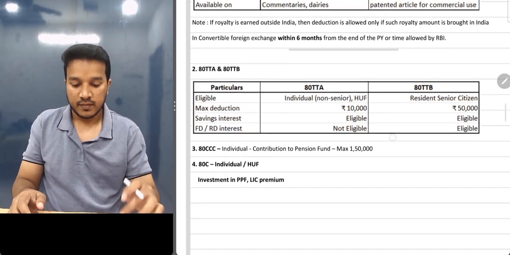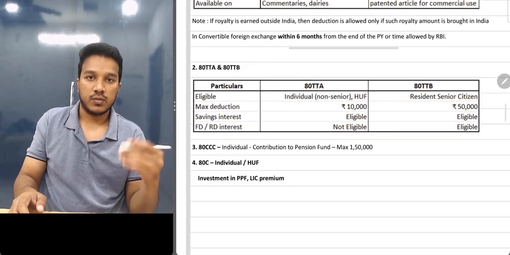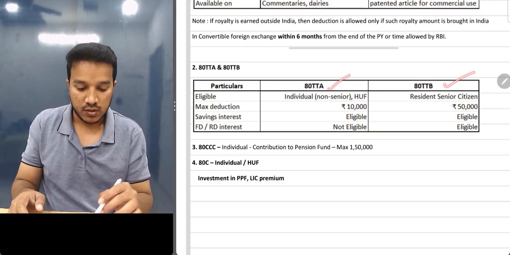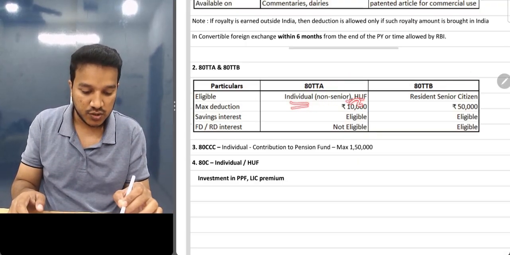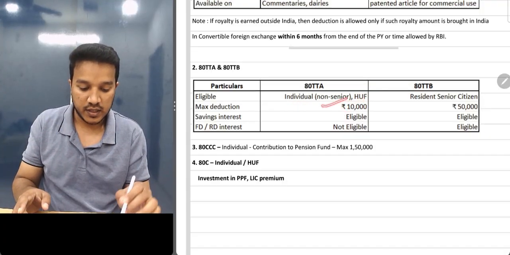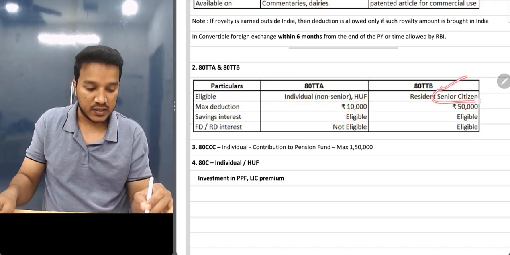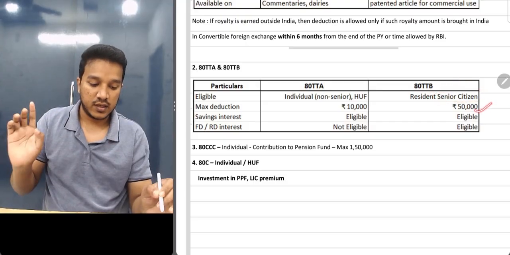Cool. 80TT and 80TTB talk about your interest. 80TTA and 80TTB. This is eligible for individuals and HUF who are not senior citizens. Up to 10,000 you can claim deduction. And 80TTB is for senior citizens. Up to 50,000 they are eligible for deduction.